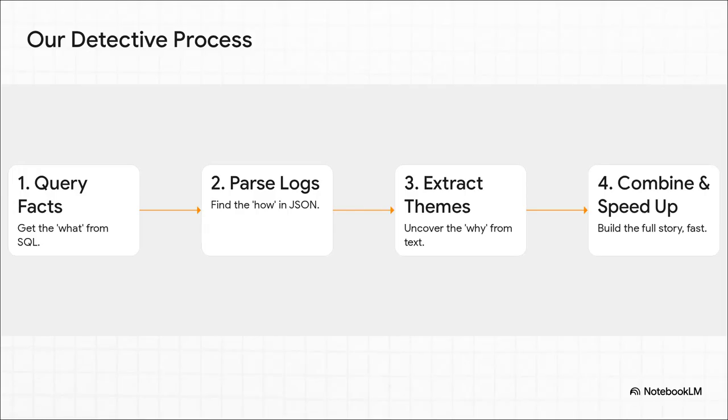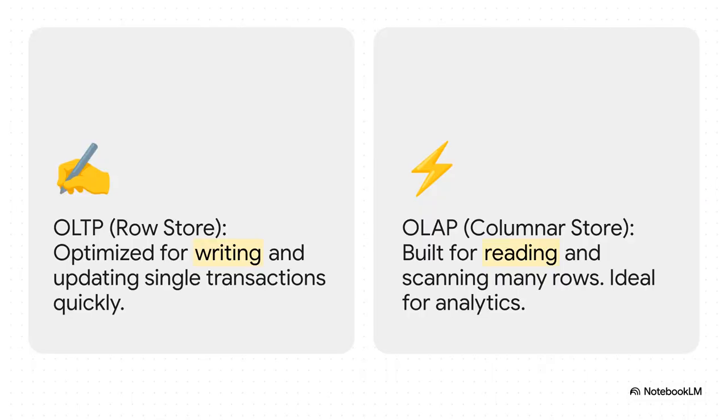So, just to recap our detective process, we started with the facts from SQL. We parsed the behavioral logs in JSON. We extracted the why from the customer text. And now, we're at the final step, combining and accelerating it all for rapid analysis. Now, to do this, we need to move away from that transactional OLTP database and into an analytical database, or an OLAP system. These often use something called a columnar storage format. So instead of storing data row by row, they store it column by column. This little change makes scanning and adding up the huge amounts of data needed for analysis incredibly fast.